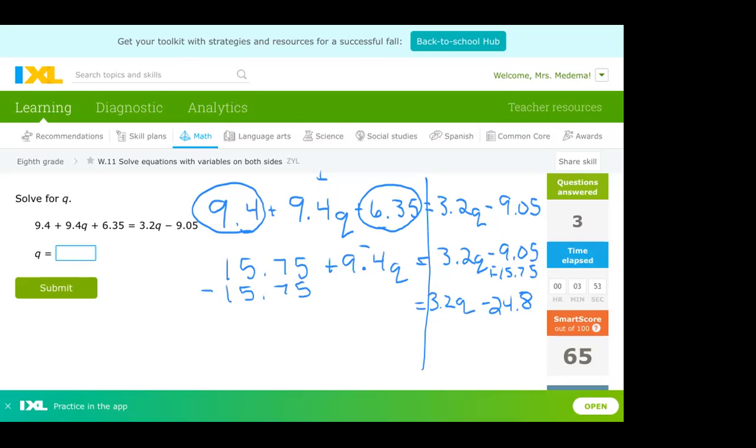I'm going to opposite by subtracting it away. I'll bring this down first. Subtract 3.2q, so it goes away, and then subtract 3.2q. I get 6.2 equals negative 24.8. Divide that away. And q by itself is going to be negative, since there's one negative, one positive, a negative 4.